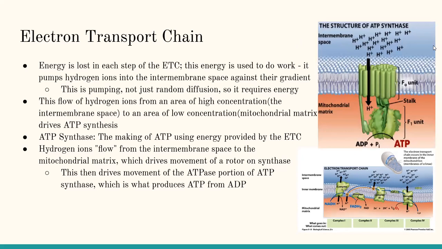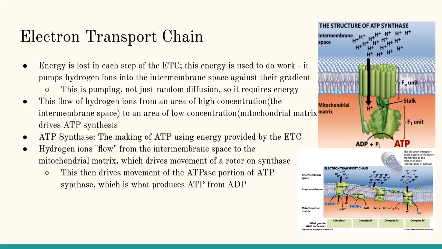Energy is lost in each step of the electron transport chain, and this energy is used to do work. It pumps hydrogen ions into the intermembrane space against their gradient. So it's not just randomly diffusing; it's actively pumping hydrogens, and that requires energy because normally they don't want to be in the intermembrane space.